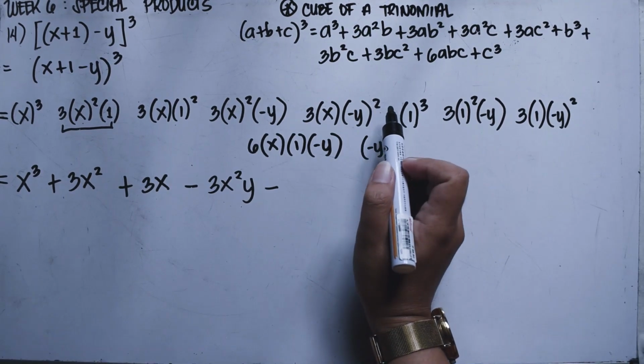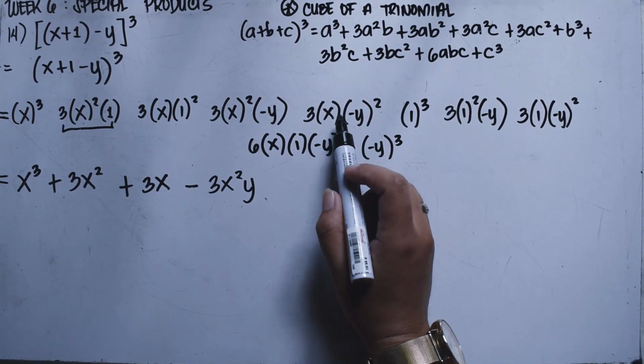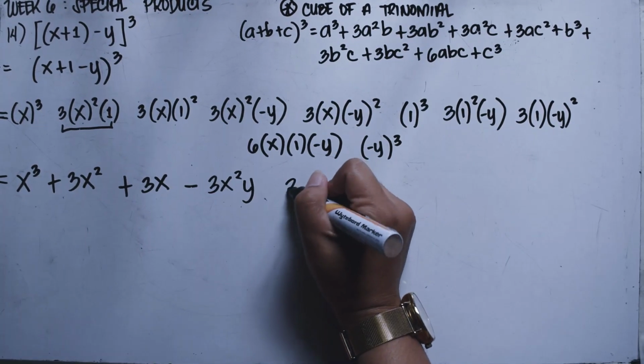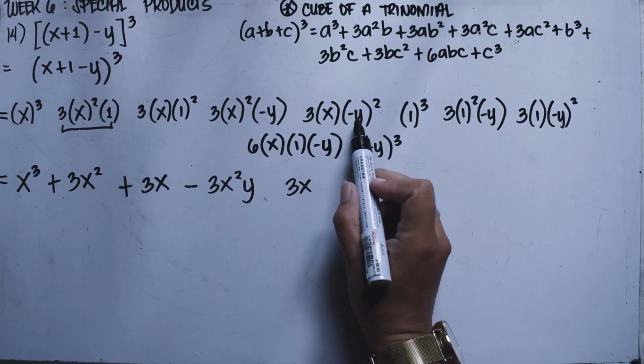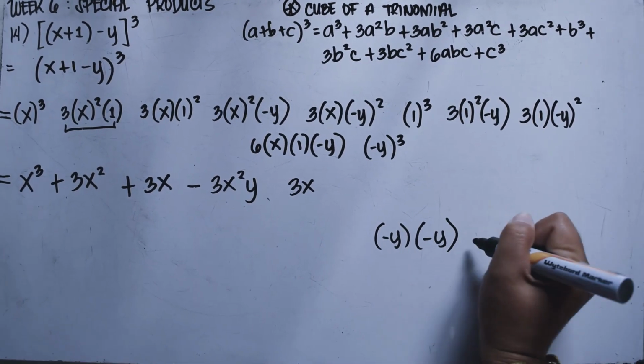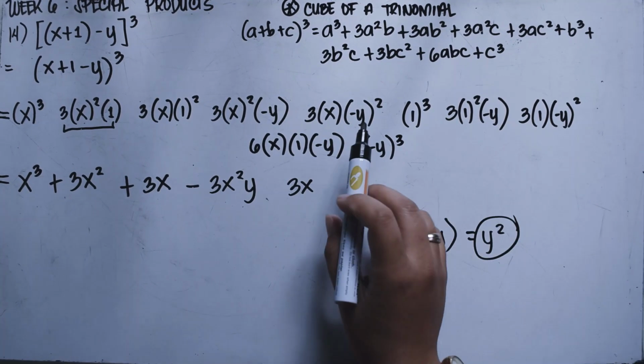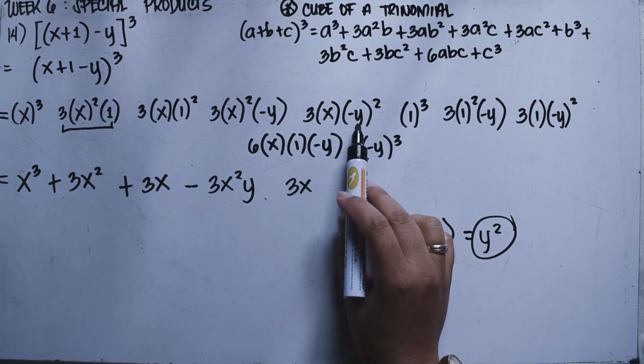Si y squared, no, sorry. Mali po tong isang to. So, isa-isahin natin to ha. Dito muna tayo kay 3x. So, para hindi malito. So, 3x times, eto ha. Negative y squared. Ang ibig sabihin yan guys ay negative y times negative y. Tama? And negative times negative is positive. And then y squared. So, therefore, eto po ay magiging positive y squared na.